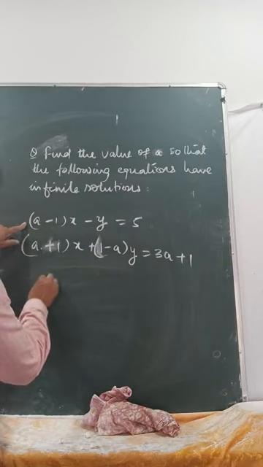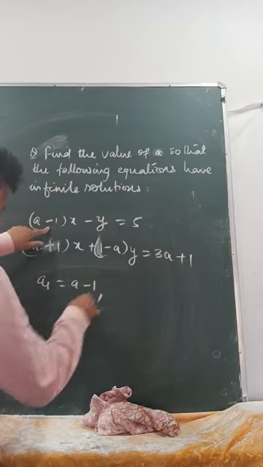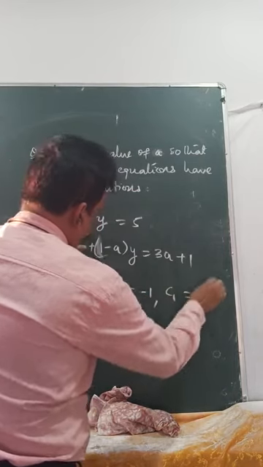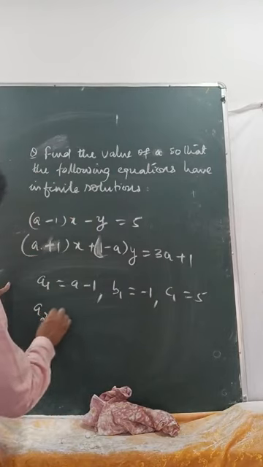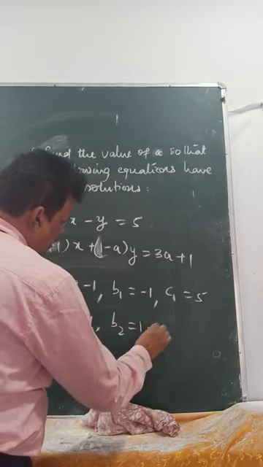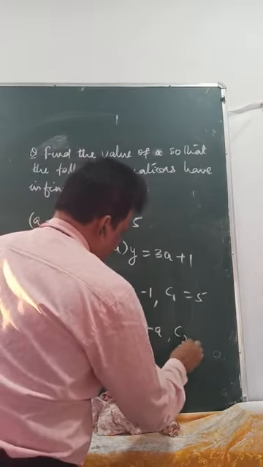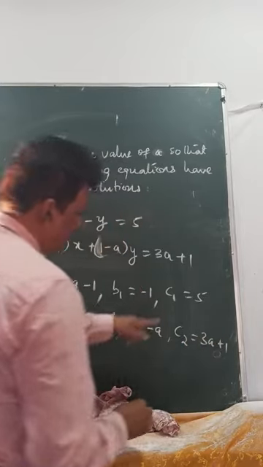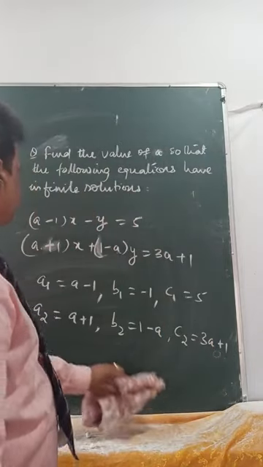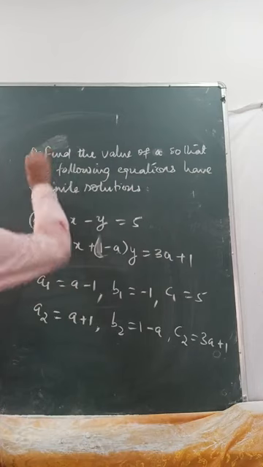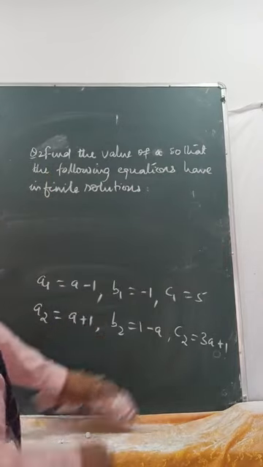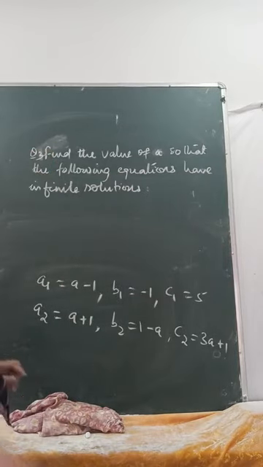What is a1? a minus 1. What is b1? Minus 1. What is c1? 5. What is a2? a plus 1. What is b2? 1 minus a. What is c2? 3a plus 1. Solve like the previous question; look at this and solve. You'll get your answer. I am giving one more question. This is 2. Okay, let's take one more. This is the third question.